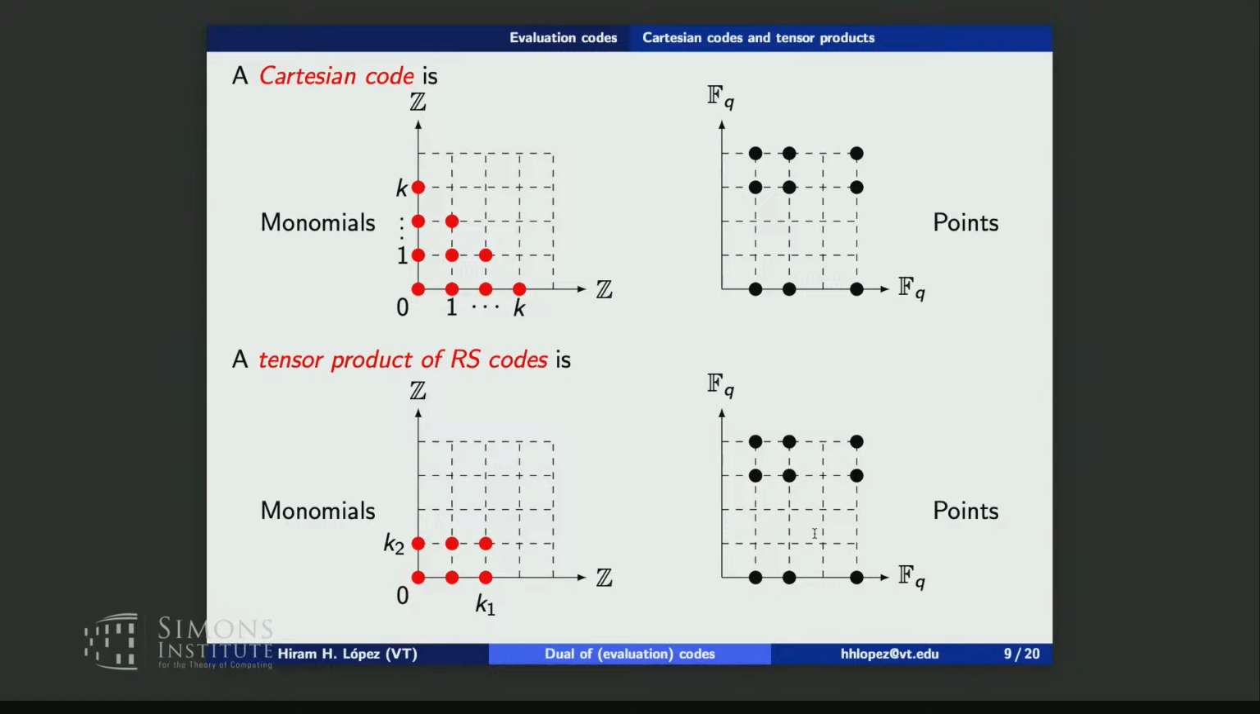And by the way, this is also a tensor product of Reed-Solomon codes. So if you want to work with tensor products, they will have this shape. These are the monomials that you use. This is one component of the tensor product. This is the other component. This is the set of points that you use for your tensor product, and this is the other set of points. Okay? And the question is, how can I find the dual for this kind of objects?